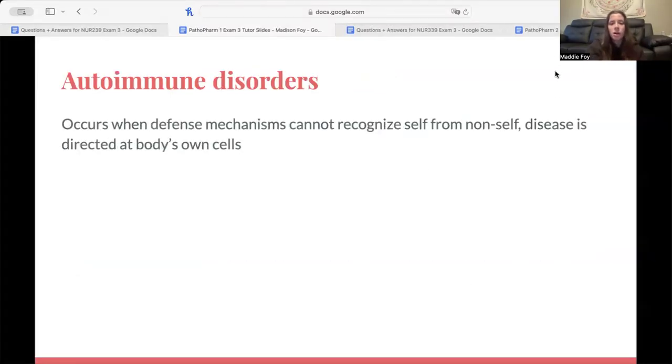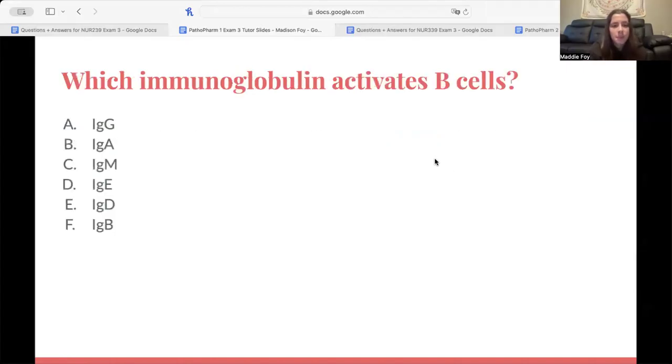Autoimmune disorders are caused by the body not being able to identify self from non-self. So your immune response is directed at healthy own cells that don't need to be destroyed. So that's the general gist of autoimmune disorders.